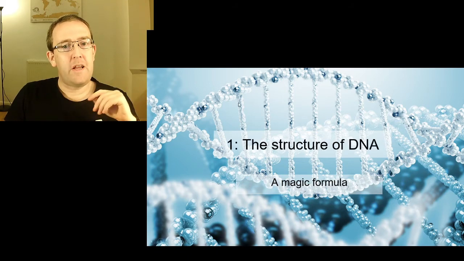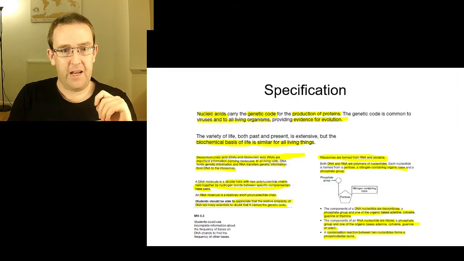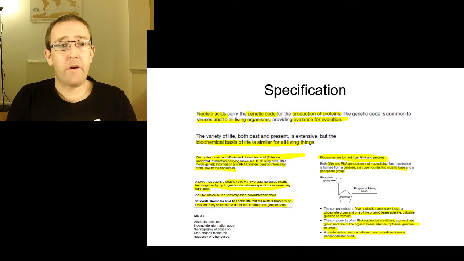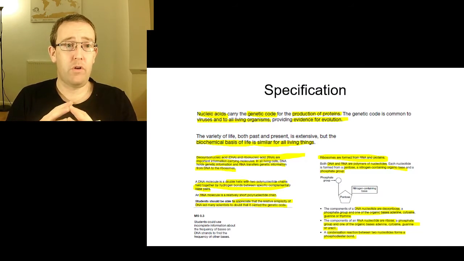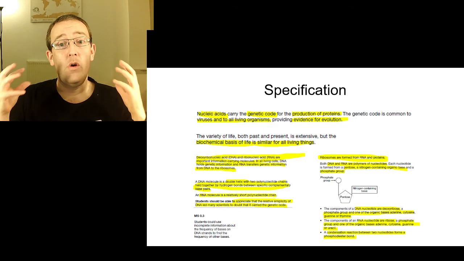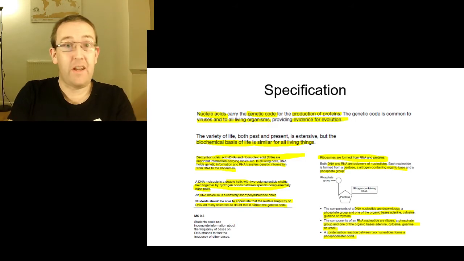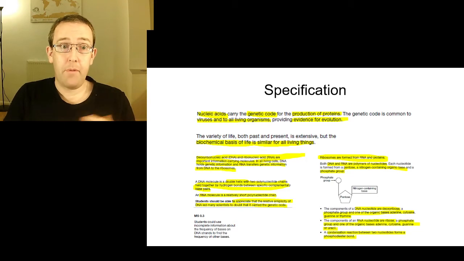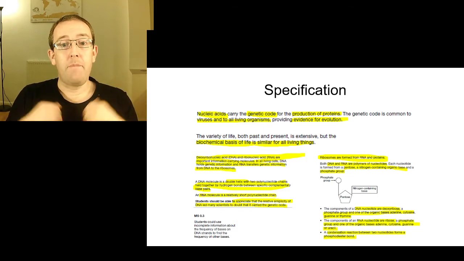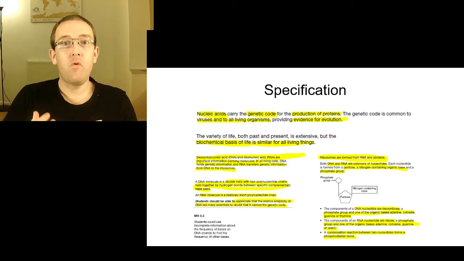Okay, so moving on, our very first thing: this is our first lesson, first part, the structure of DNA. So here's the spec. You are expected, just like all other biological molecules in the A-level course, to know the structure of a nucleic acid. You're expected to know how they bond together to make a polymer. You are expected to know that everything in life has some form of nucleic acid. Mostly we're talking about the famous DNA double helix held together by hydrogen bonds.